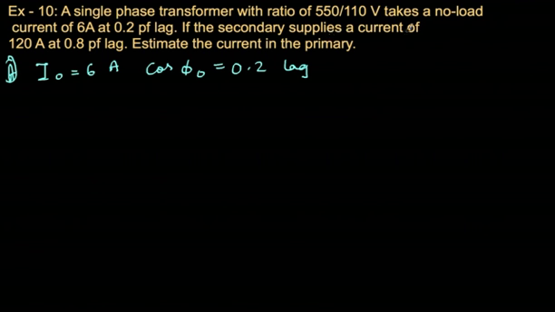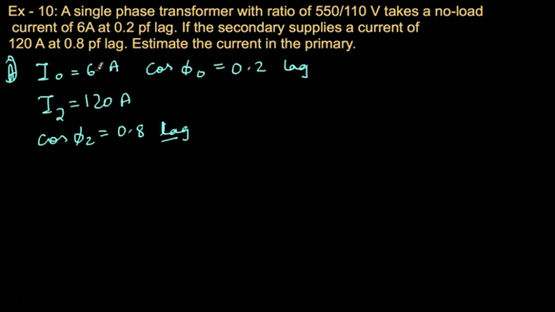If the secondary supplies a current of 120 amperes at 0.8 power factor lag, so I2 is 120 amperes, cos phi 2 is 0.8 lag. So this is important, lag. Estimate the current in the primary.